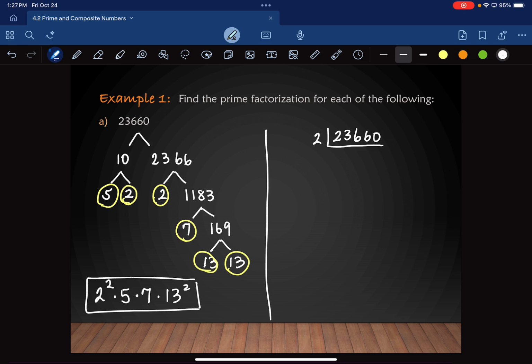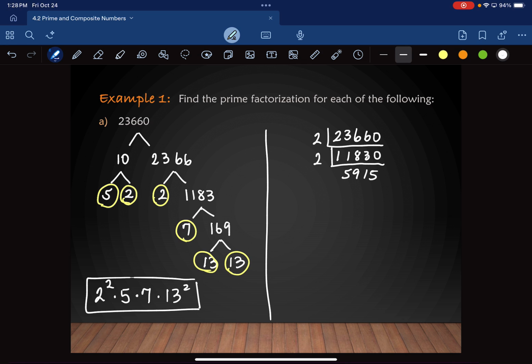So if I take 23,660 and divide by 2, what do we get? I have written down 11,830. Does that sound right? Okay, great. So I will do 2 again because it's still even. So I do 11,830 now, divide by 2. 5,915. I heard that wrong, sorry about that. Okay. Will it divide by 2?